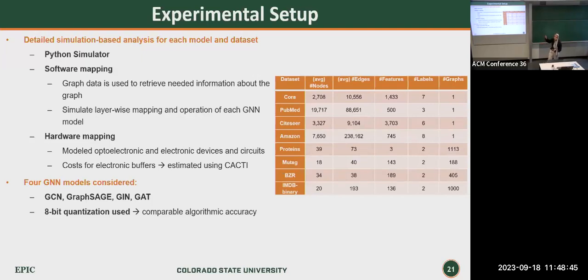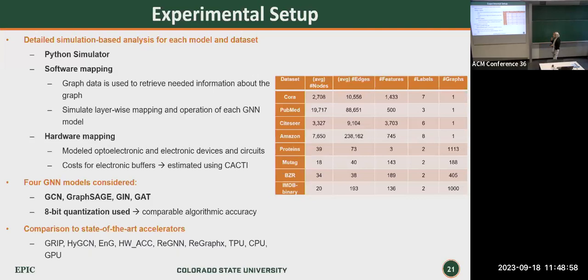This table here just gives you a sense of the different data sets we did our experiments on, just to show you how different and large they can be. And we used 8-bit quantization based on our software experiments, and we did compare to several state-of-the-art GNN accelerators, as well as TPU, CPU, and GPU.